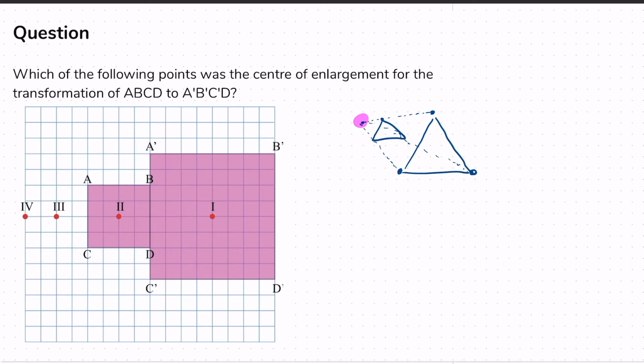Well, we can look through it. So 1 and 2 we can immediately discount, because the new shape is to the left-hand side, and these are both either in the center or to the right-hand side of it. So if it were 2, for example, that would mean that the new A would be somewhere over here, and it's obviously not. So that leaves us with 3 and 4.